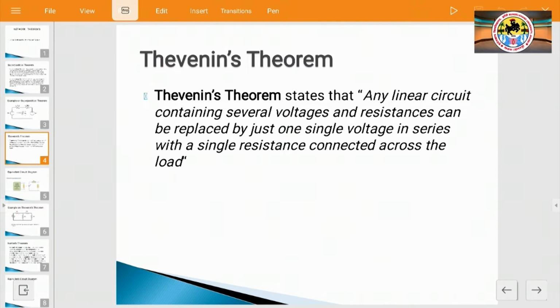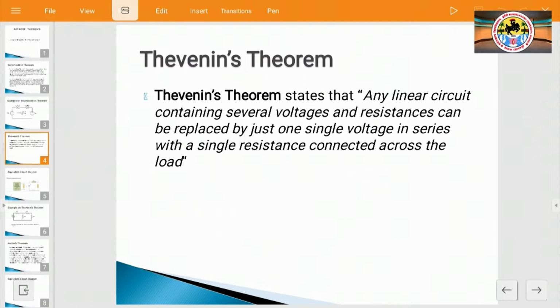So, any linear circuit containing several voltage sources and resistances can be replaced by just one single voltage source in series with a single resistance connected across the load. The first line states the validity of this theorem: it is applicable only on a linear circuit, and we simplify the complicated network which has several voltage sources and several resistances into a single voltage source and a single resistance, so that we can easily find the current and voltage in a particular branch.